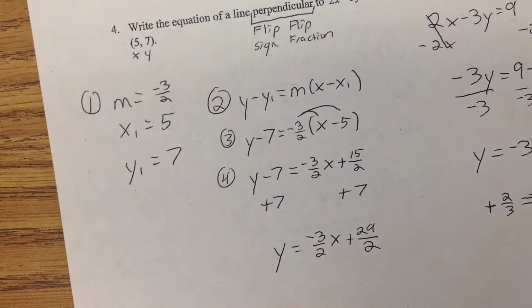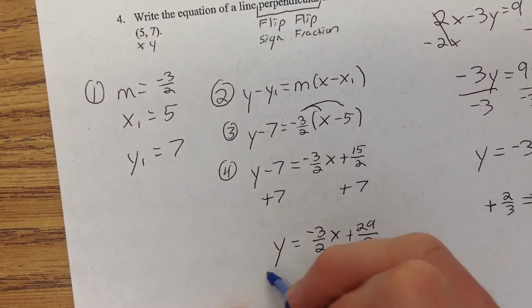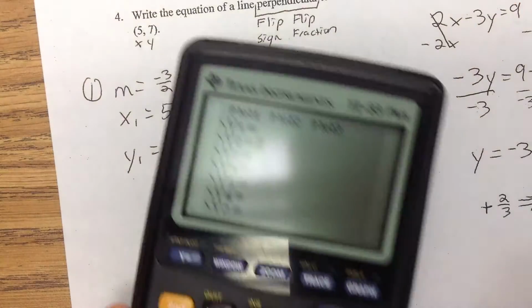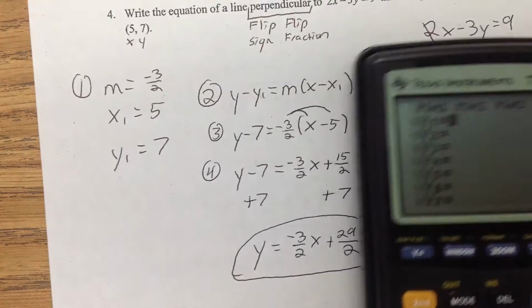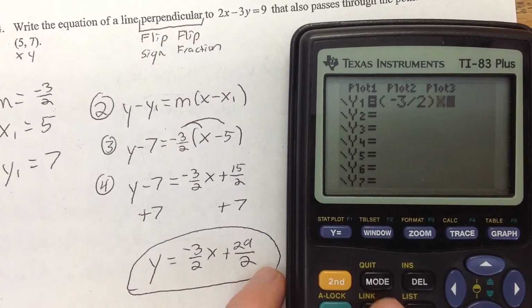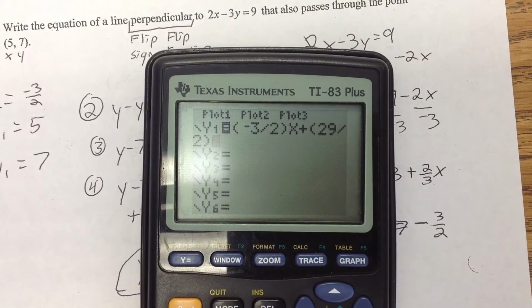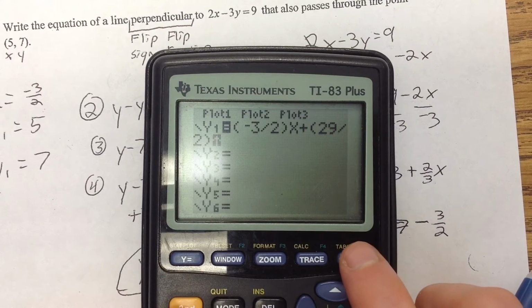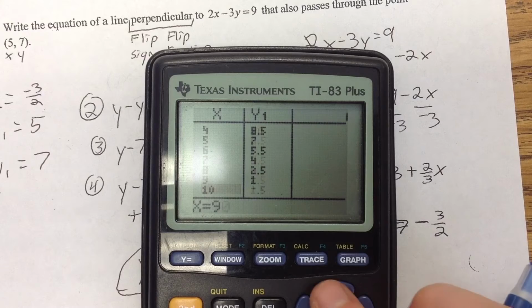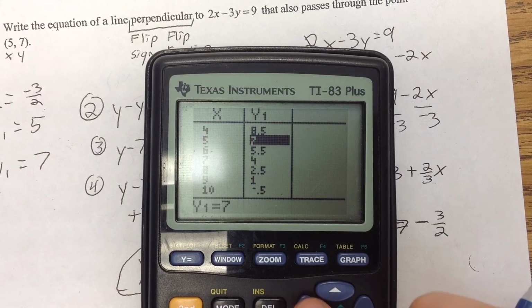Okay. Because this is the last problem and we want to make sure we end on a high note, let's check it to make sure that we got the right answer. All right, we go in here to our y equals. We've got negative 3 over 2x plus 29 over 2. We're going to go to second graph. And let's see, we're looking for the point 5, 7. And there it is right there, 5 comma 7. So that means we're in good shape, and this homework is a wrap.